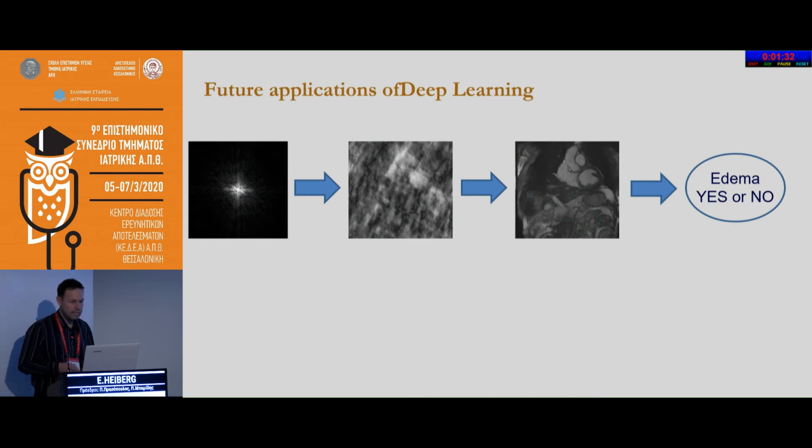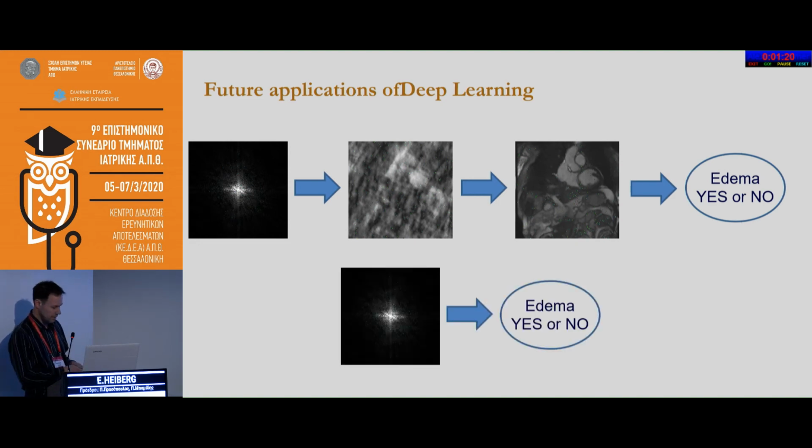Another future application of deep learning could be this: right now, the paradigm today is going from k-space, reconstruction, image, and then we say this is a DEMA or not. But maybe we just go from k-space directly to say, is there a DEMA or not?